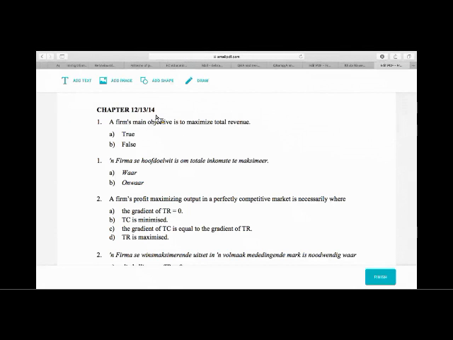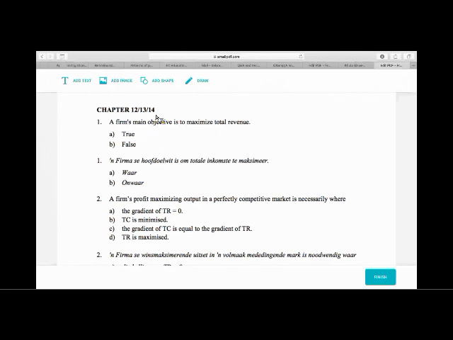The difference between these market structures comes down purely to market power. Okay, so with perfect competition, you have no market power. Every firm is a price taker. They have to charge the price that is set in the market.